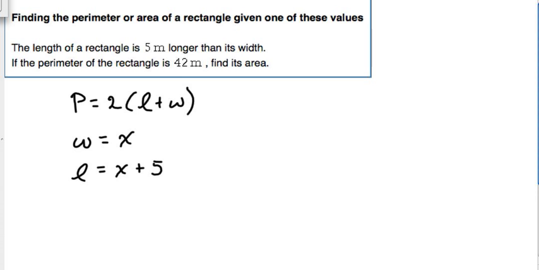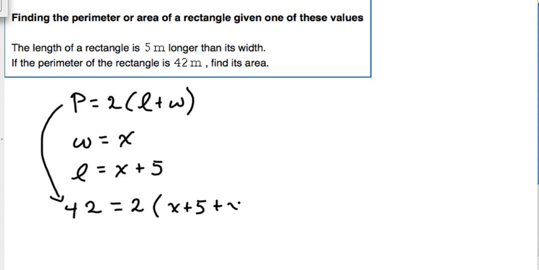All right, now what we're going to do is plug in these expressions and the perimeter into this formula here. So for P, we're going to substitute in 42. So let me draw an arrow pointing down here. I'm going to substitute in 42. And then 2, in parentheses, the expression for L is x plus 5. And the expression for W is x. So those go in there.